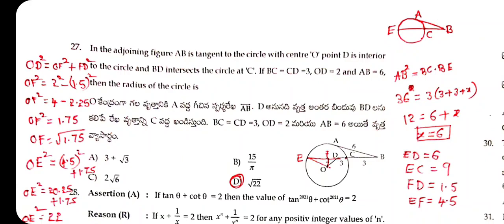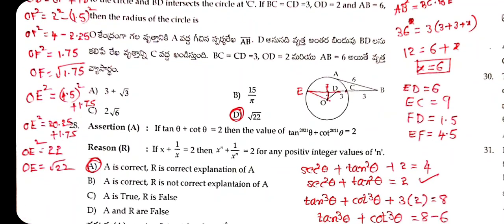First of all, extend BC up to the other side of the circle. Then find the CD value. After finding the CD value, this radius is intersecting, meaning this CD is bisected from the center. So you will get EF, then FD, and then EO, that is the radius. This total process I will explain on the board.